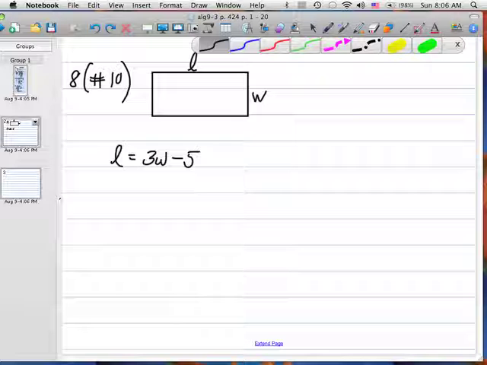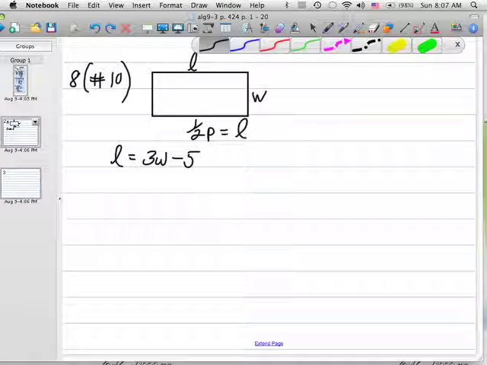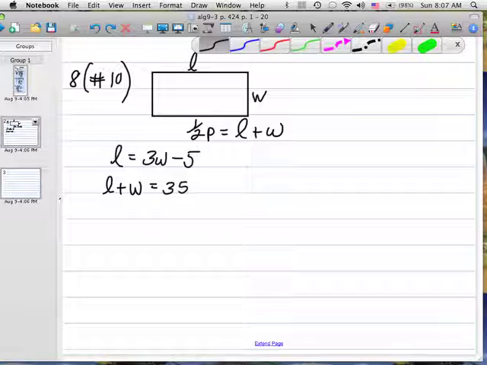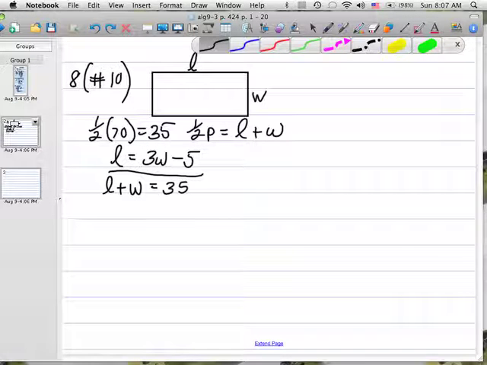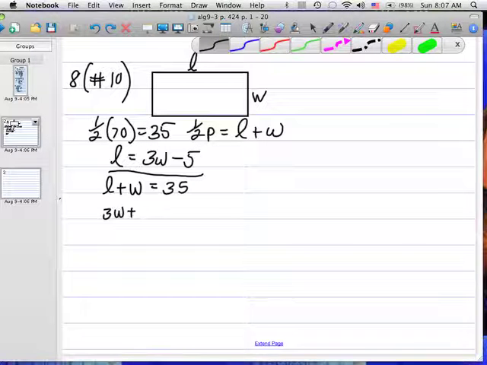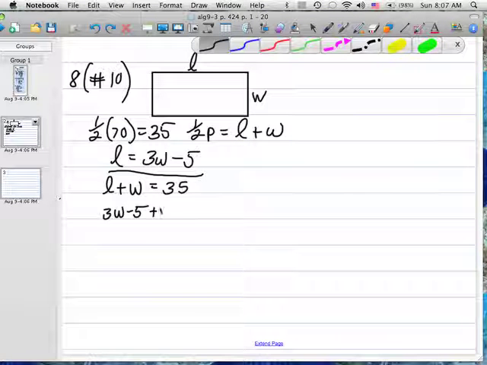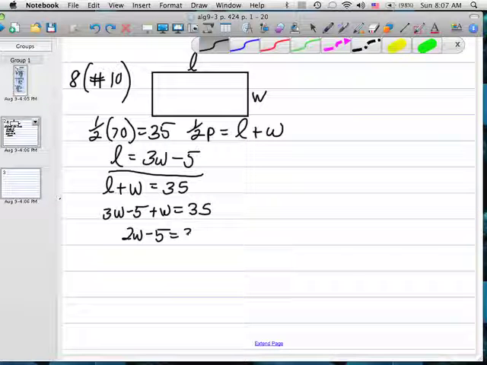And then it says the perimeter is 70. Well, remember I like to use half the perimeter, which is length plus width. So length plus width will equal 35, half of 70. So I have my 2 equations, and this one here is solved for L, so I'll substitute it in here. So 3W minus 5 plus W equals 35. Collecting like terms, 2W minus 5 equals 35.